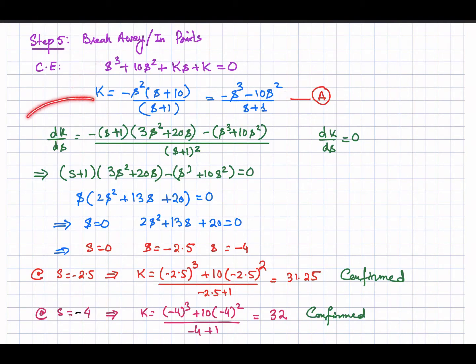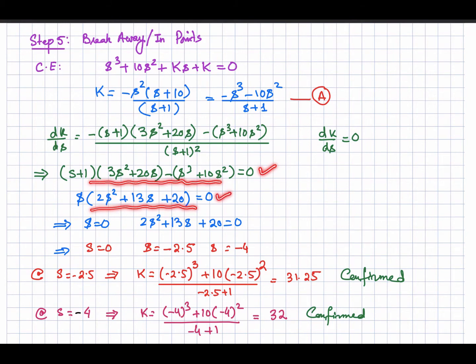Now taking the derivative of k with respect to s, we will get this expression. Setting this derivative equal to 0, we will get the roots, which will be either breakaway or break-in points, and then we will confirm whether these are breakaways or break-ins or not. This is the equation that we get by setting the derivative equal to 0.